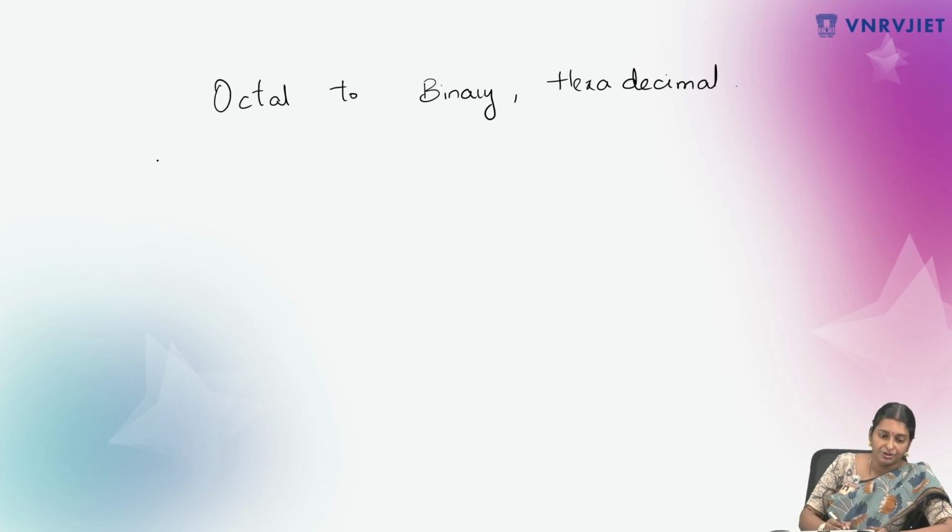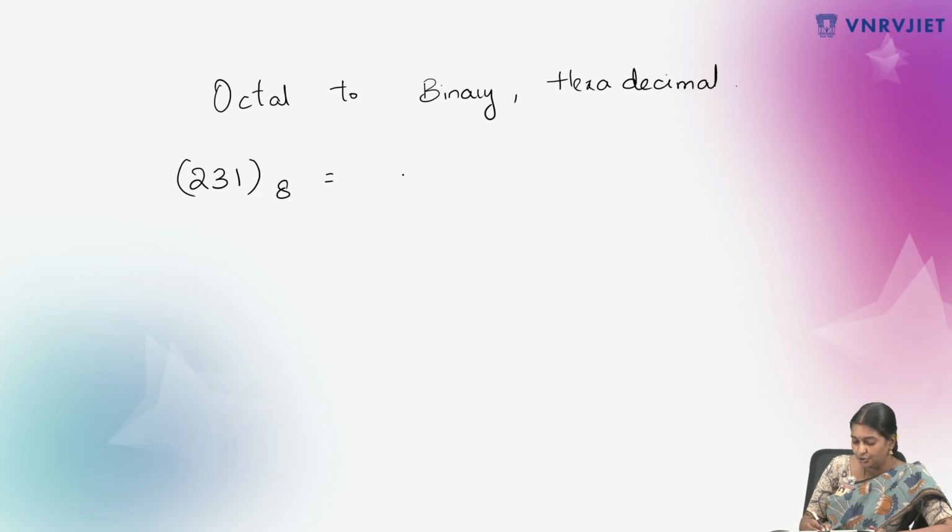So coming to octal to binary, take 231 to the base 8. As it is an octal number, simply write down for each digit its equivalent 3-digit binary. So 2 means 010, 3 means 011, and 1 means 001. As it is an octal to binary conversion, for each digit use only the 3-digit equivalent binary, right?